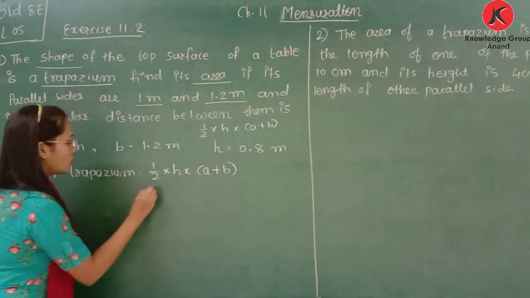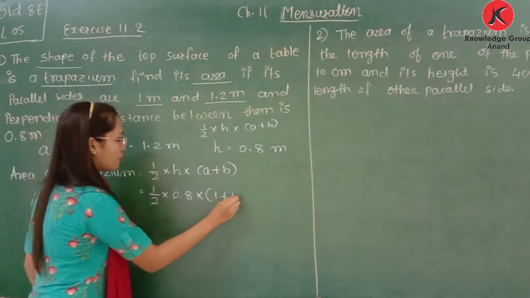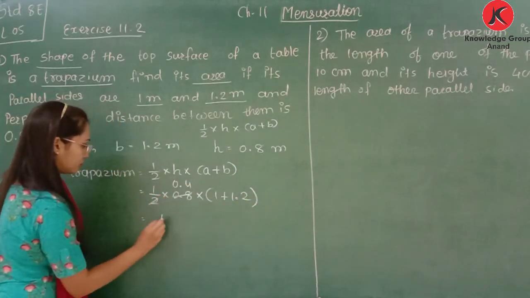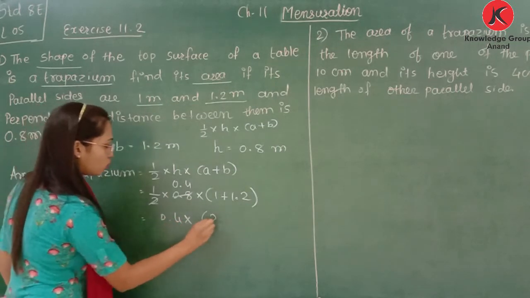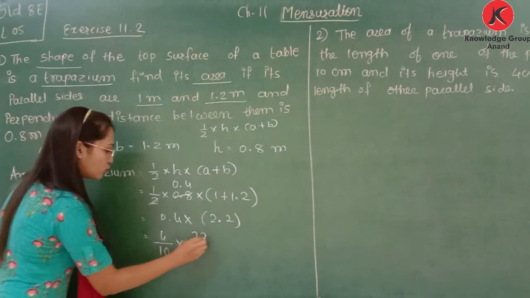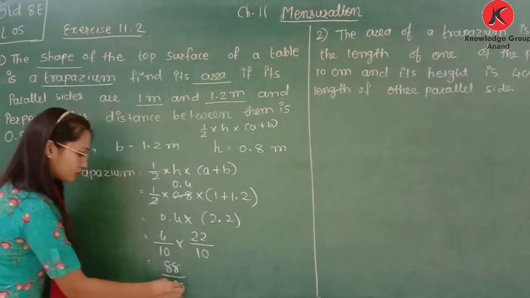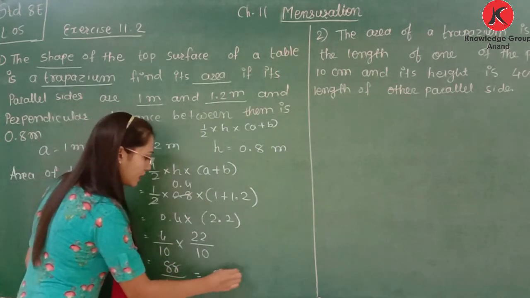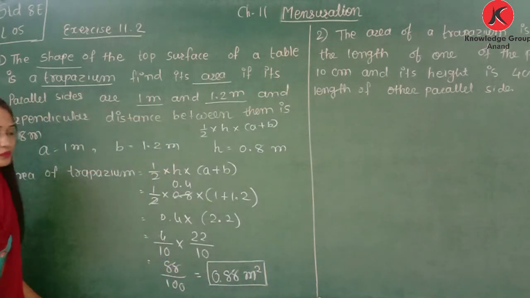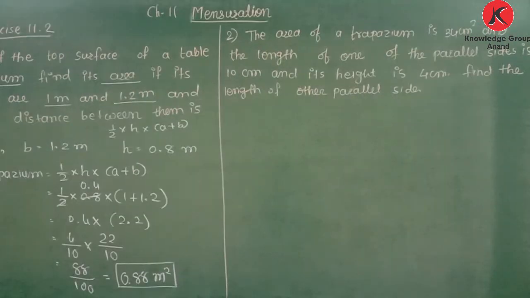Now write the values. So 1 by 2, height is 0.8, 1 plus 1.2. So this is 0.4 multiply 2.2. So 0.4 means 4 by 10 and 2.2 means 22 by 10. So it is what? 88 by 100. So 0.88 meter square. That is the area of the trapezium. Clear? Now the next question is given.